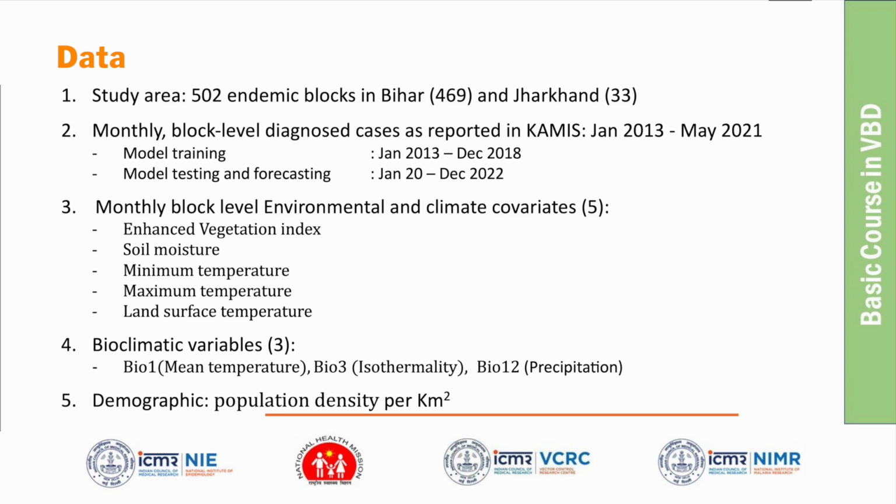And then we have the monthly block level environment and climate covariates. Here it includes enhanced vegetation index, soil moisture, minimum temperature, maximum temperature, land surface temperature, and bioclimatic variables, which are Bio 1 mean temperature, Bio 3 isothermality, Bio 12 precipitation, and also finally the demographic variable for each of the blocks for different months and years. So that is population density per square kilometer.